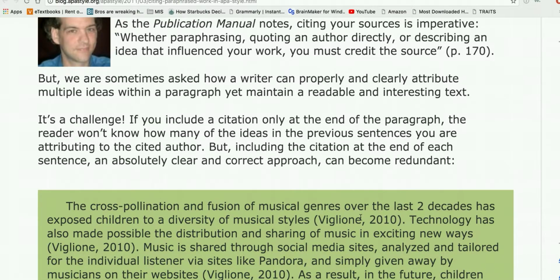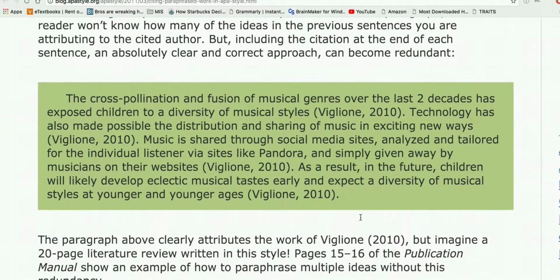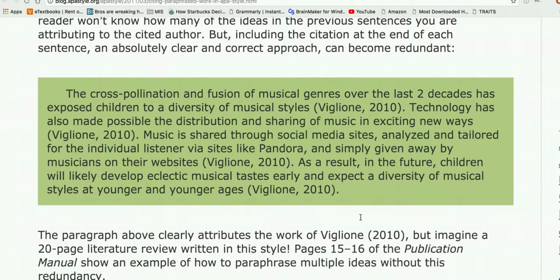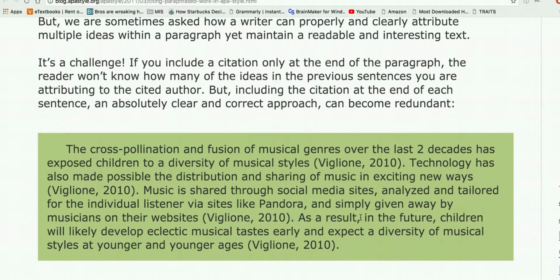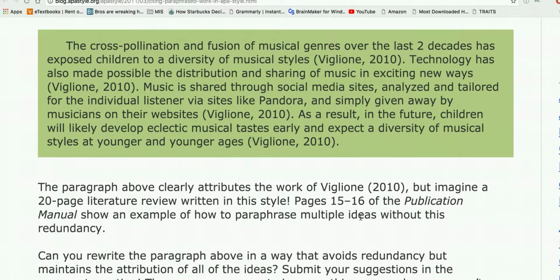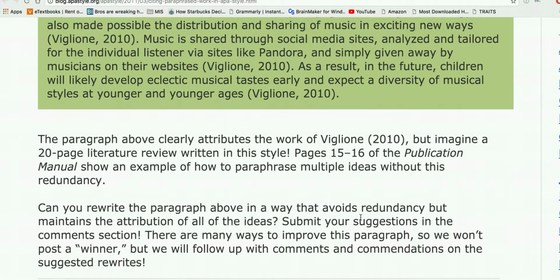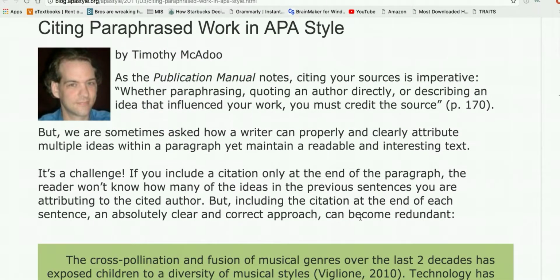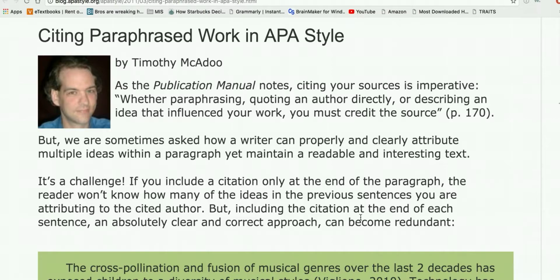If you include a citation only at the end of the paragraph, the reader won't know how many of the ideas in the previous sentences you are attributing to the cited author. That's another area I see. Somebody going down and putting one citation outside. Parenthetical citations are within the sentence, with the exception of quoting over 40 words, and that's the only exception where you have it blocked off. And then you put that particular citation at the end because you don't use quotes.